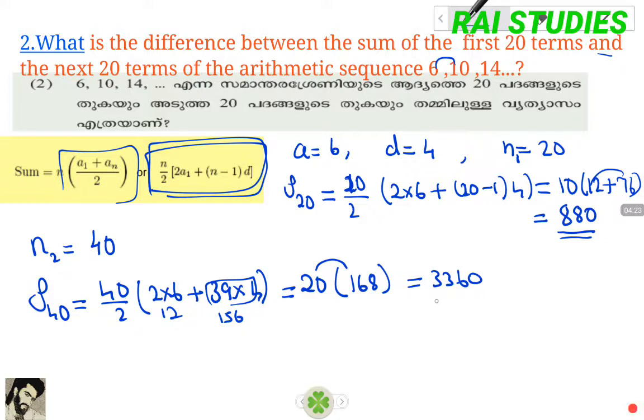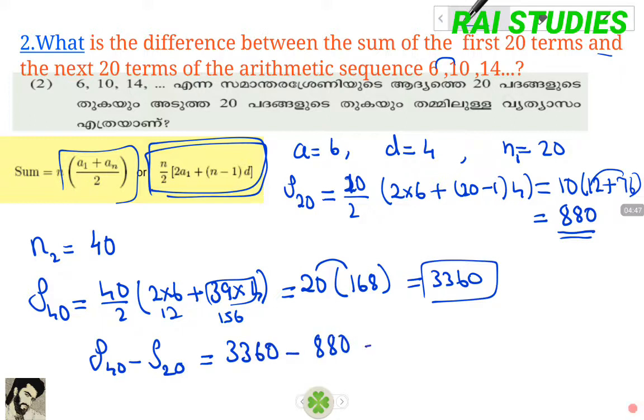So the question is, we need to compute the difference between those two. So we simply subtract this 880 from the 3360, that is, the sum of 40 terms minus the sum of 20 terms is the difference, and that's equal to 3360 minus 880, which is 2480. This is the answer. So we got the answer.